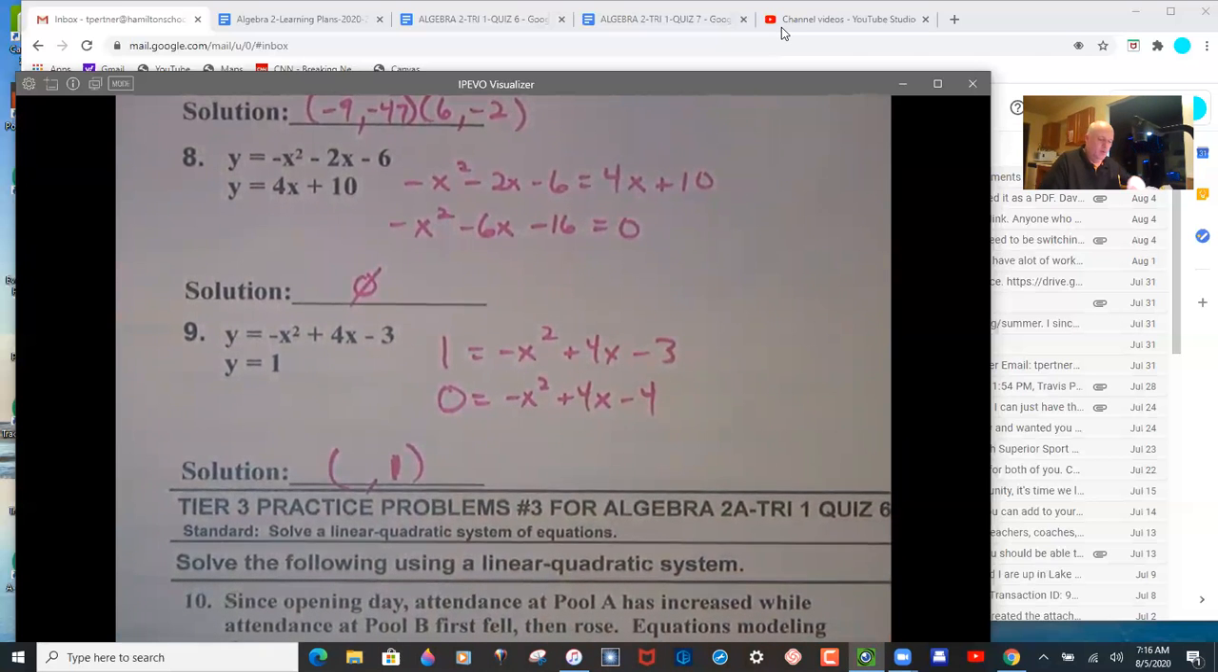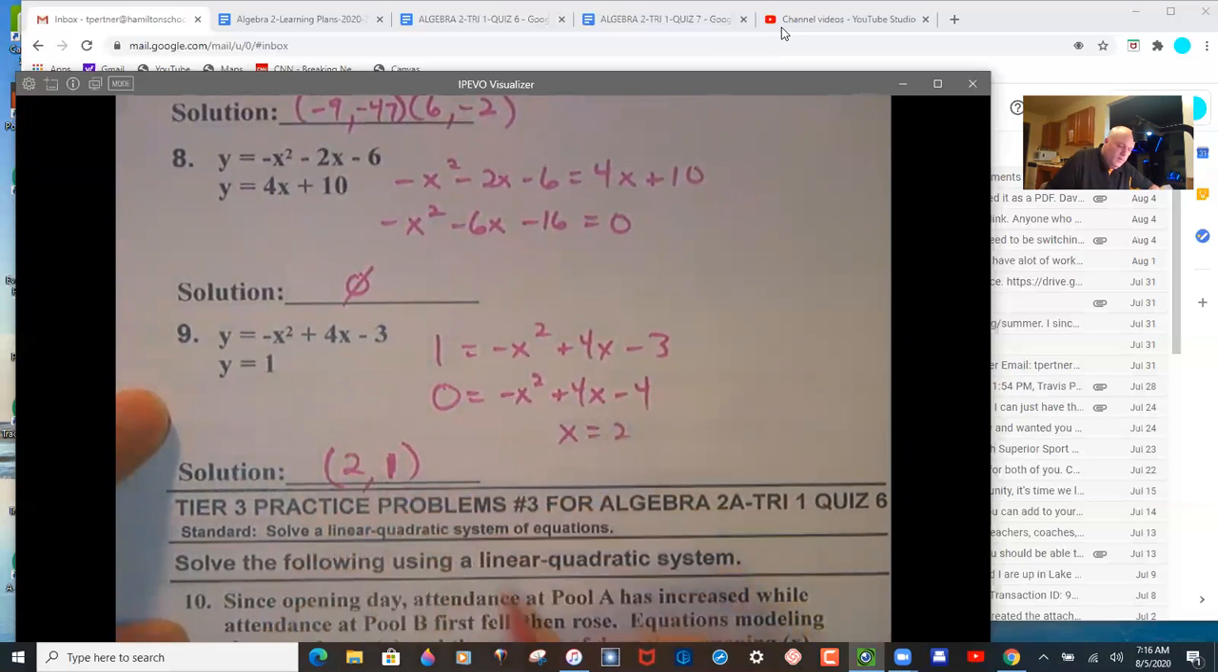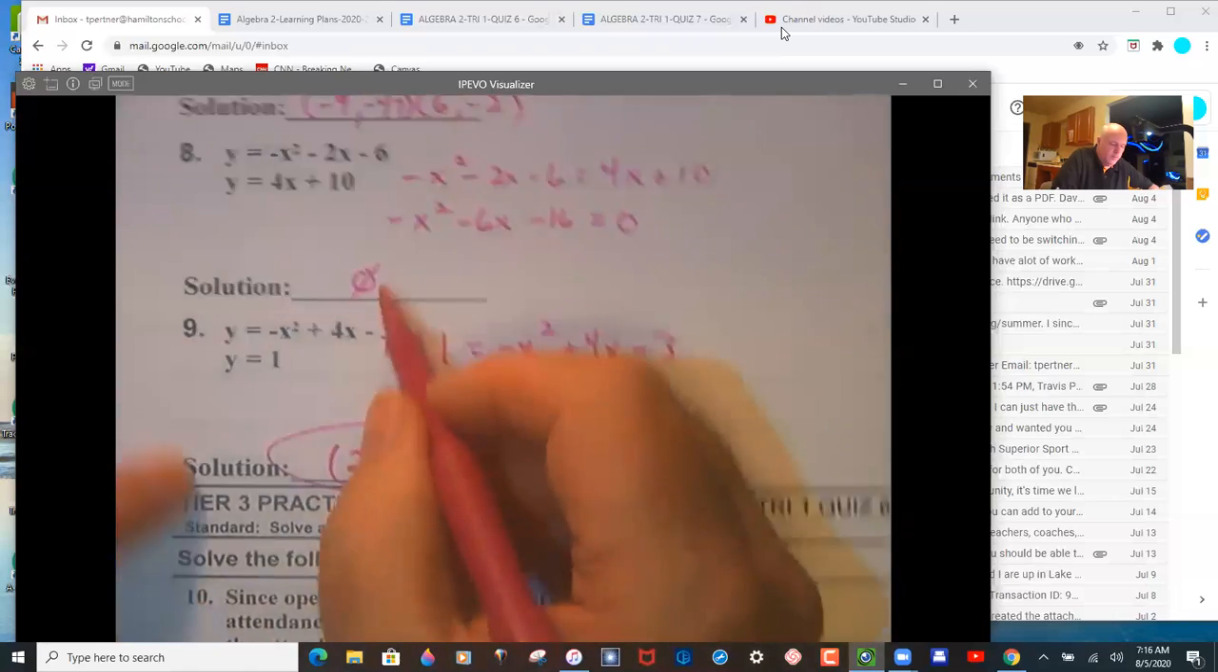And so you will get 2 twice when you do this. And so x is 2, and y was already 1. We didn't even have to really substitute it in.